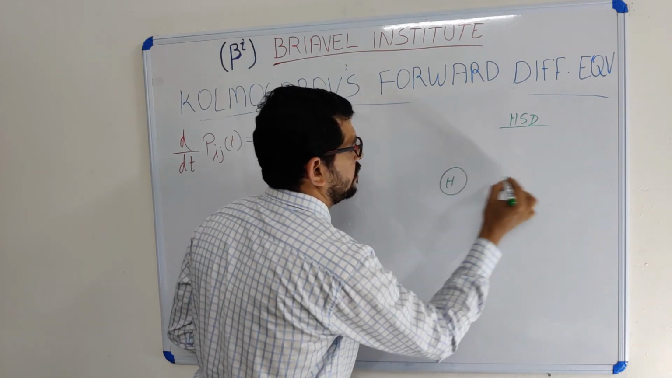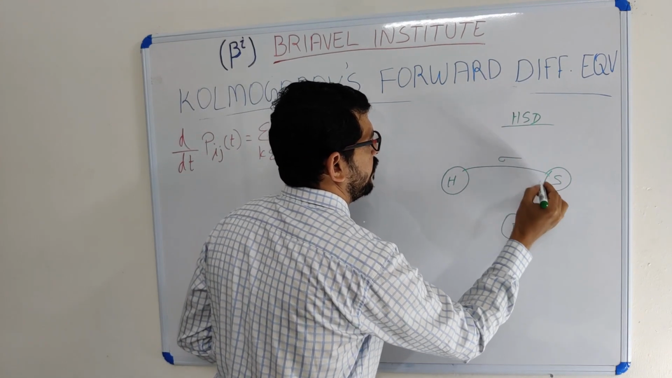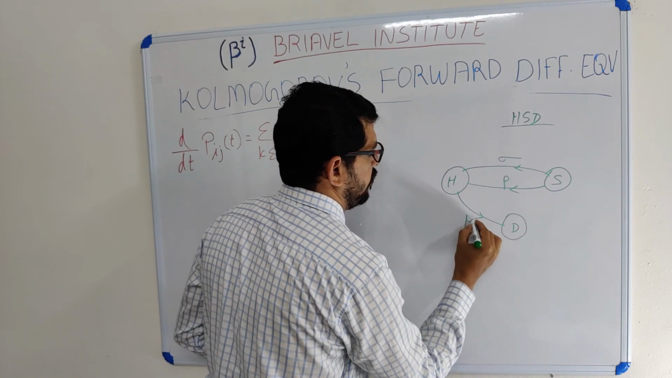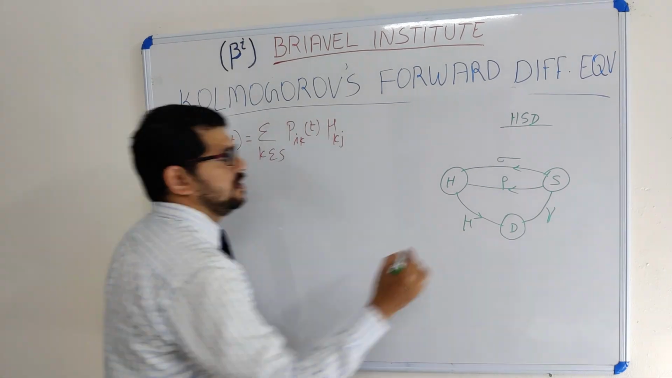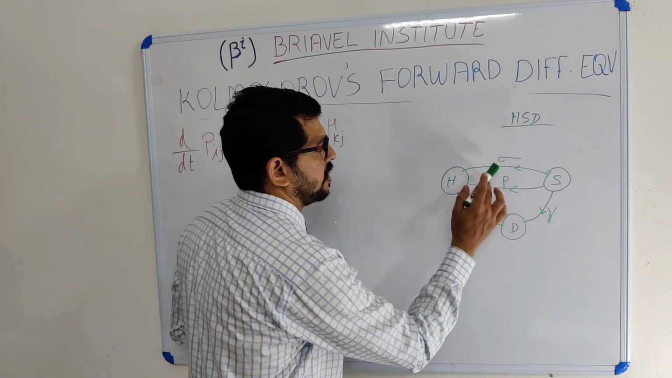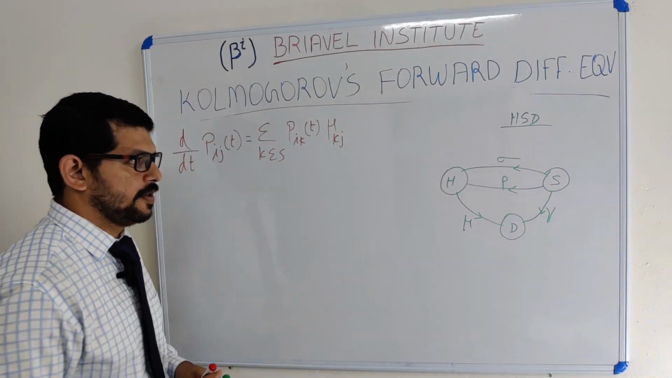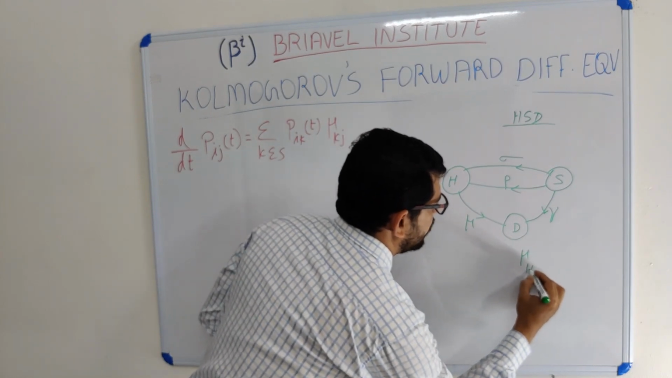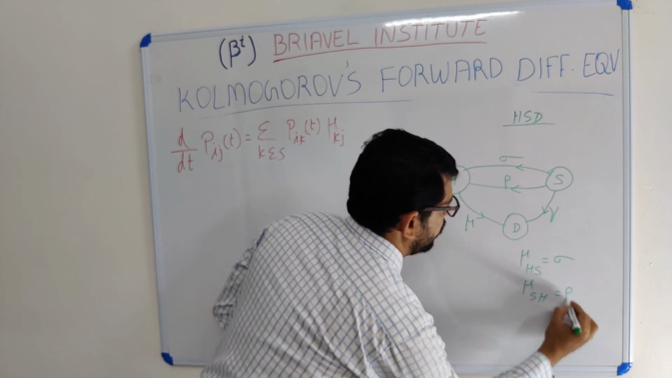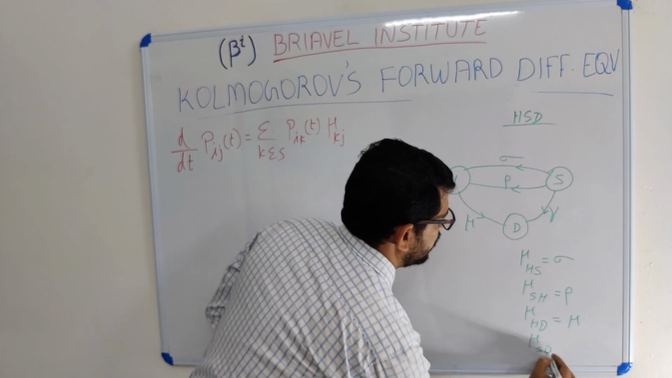The HSD model is health, sickness and dead. The healthy to sick transition rate is sigma, and sick to healthy it is rho. H to D it is mu, and S to D it is nu. These are all transition rates. So mu HS is sigma, mu SH is rho, mu HD is mu, and mu SD is nu.